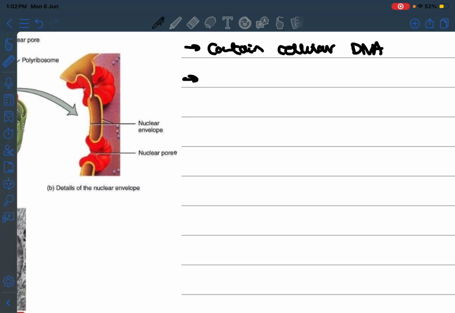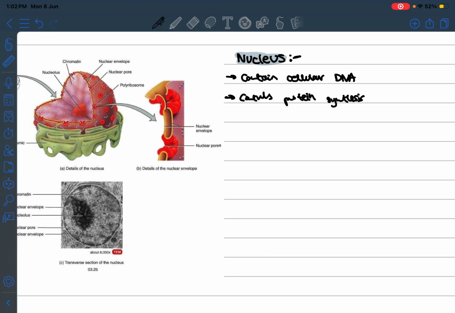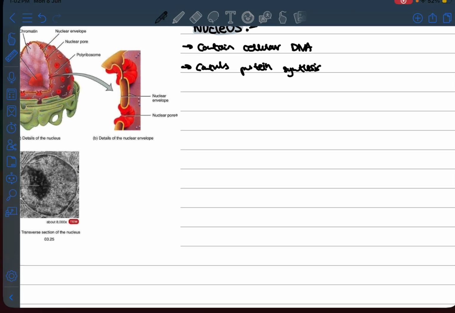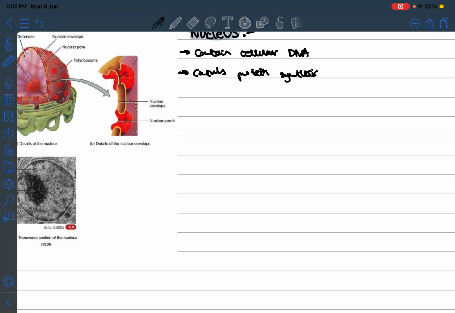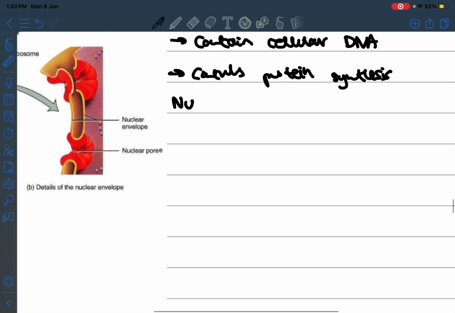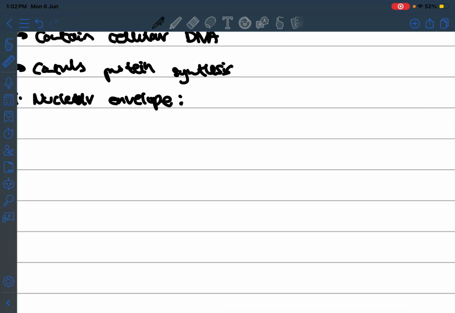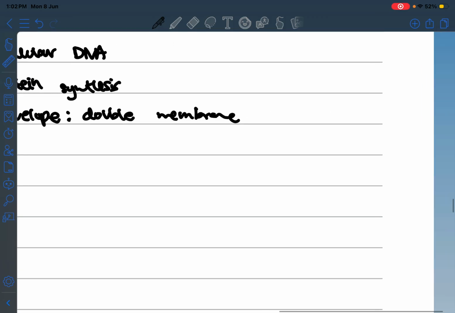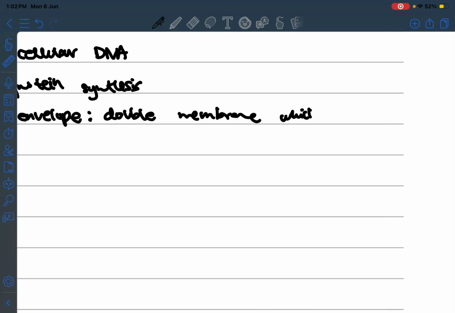Another function that it has is that it controls protein synthesis. That's directly linked to the fact that it contains cellular DNA for the creation of mRNA and so on and so forth. Now it has some components within it which we should speak about. Firstly, it's the nuclear envelope. So this is basically a double membrane which controls any exit and entry into the nucleus.